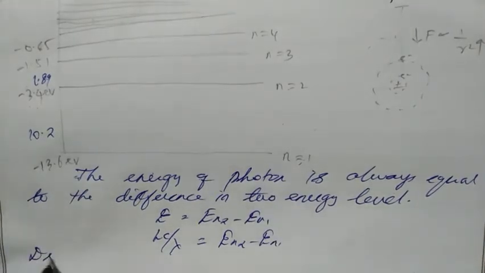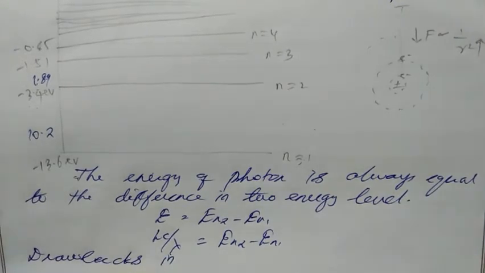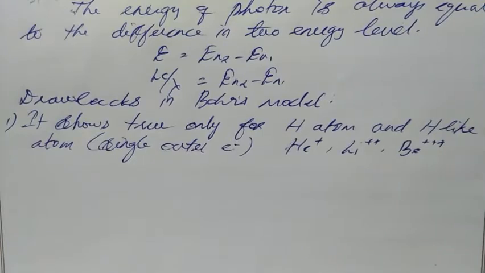So we will see the drawbacks in Bohr's model. Bohr's model is only applicable for the hydrogen atom or hydrogen-like atoms, which means atoms which have a single electron in the outermost orbital, like helium, lithium, beryllium. All these atoms have a single electron in the outermost orbital. So it is only applicable for these types of atoms. If you see the electronic configuration of these, they have only a single electron in the outermost orbital.